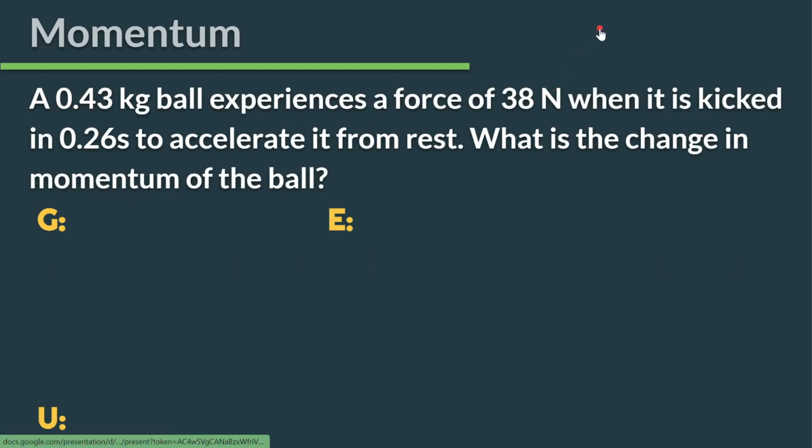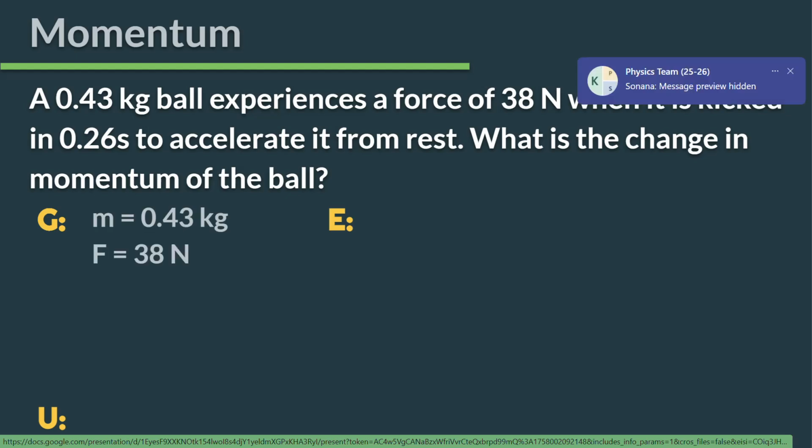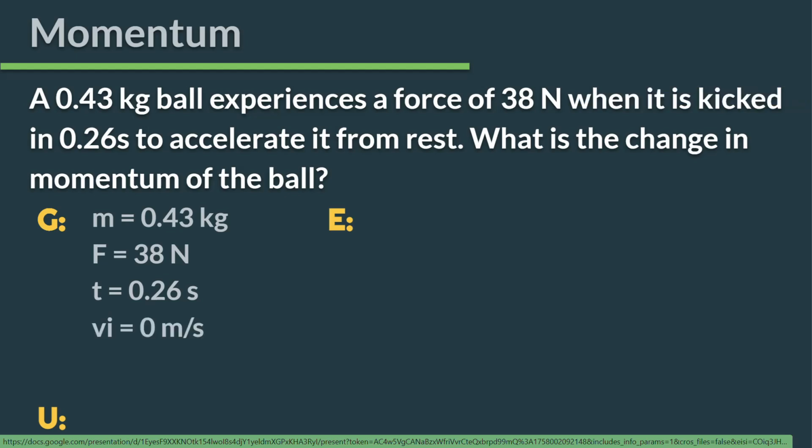Here's an example. It says, a 0.43 kilogram ball experiences a force of 38 newtons when it is kicked in 0.26 seconds to accelerate it from rest. What is the change in momentum of the ball? Again, we're going to approach it the same way we have been, which is starting by labeling the given information. We have a mass, we have a force, we have a time. We know that it's from rest. That's an initial velocity. Now, if my initial velocity is 0, what is my initial momentum? 0. So it didn't actually state that, but I know that to be true. So I'm going to go ahead and label that too.